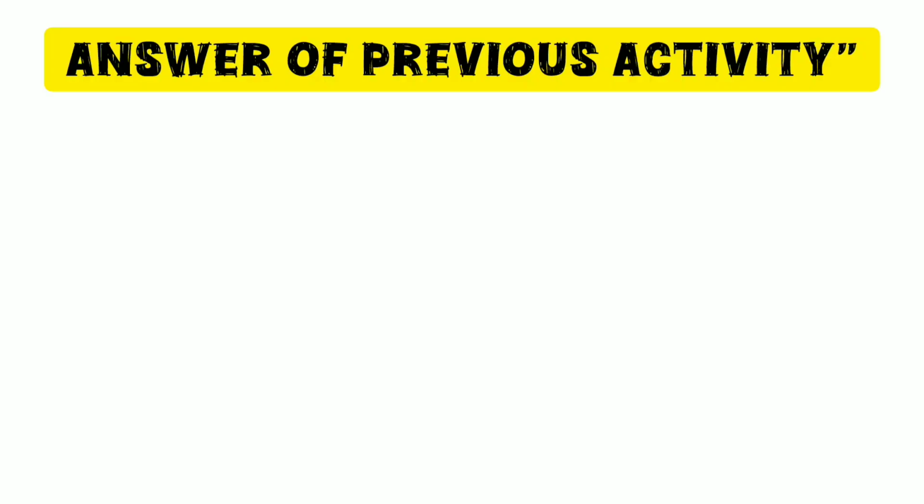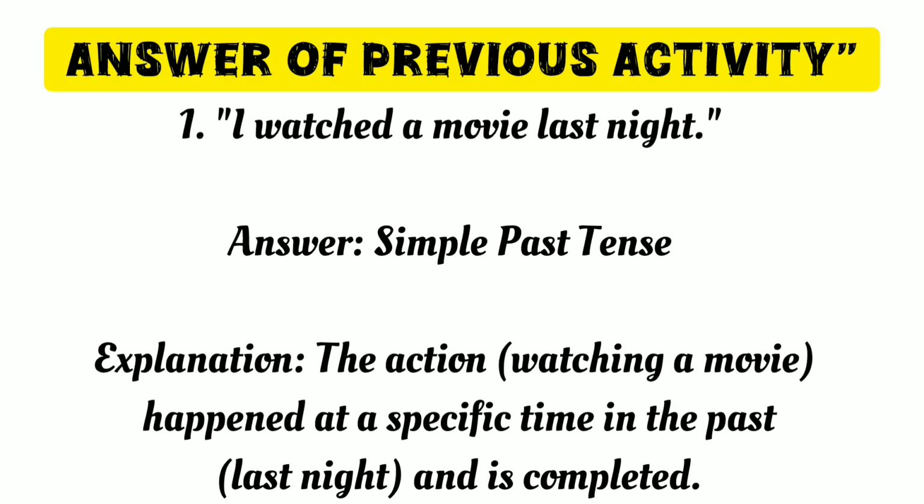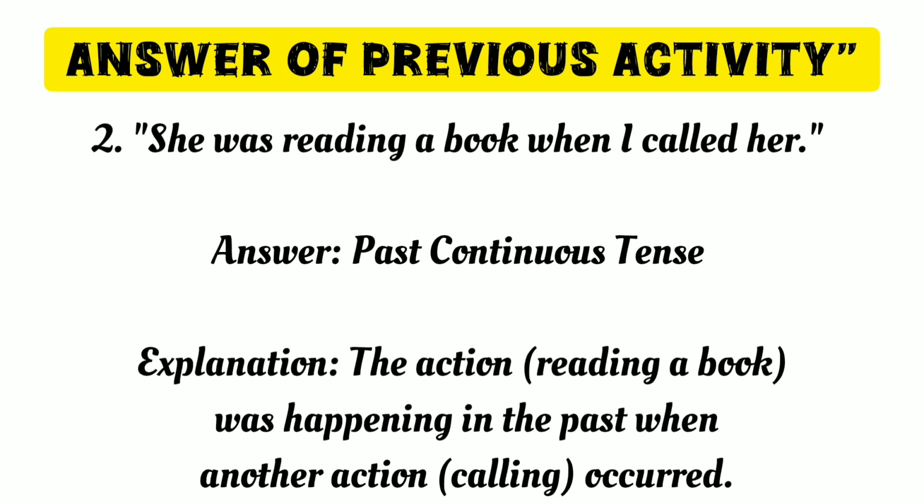Great job! Answer of previous activity. 1. I watched a movie last night. Answer: simple past tense. Explanation: the action, watching a movie, happened at a specific time in the past, last night, and is completed. 2. She was reading a book when I called her. Answer: past continuous tense. Explanation: the action, reading a book, was happening in the past when another action, calling, occurred.